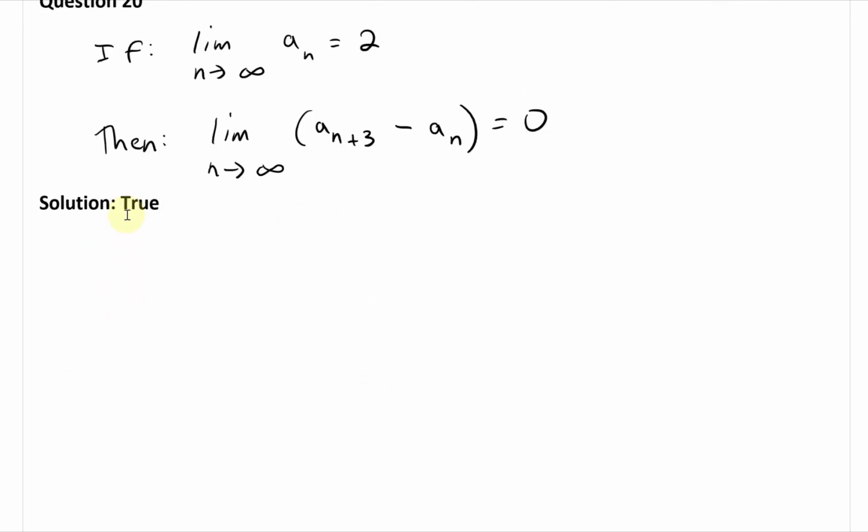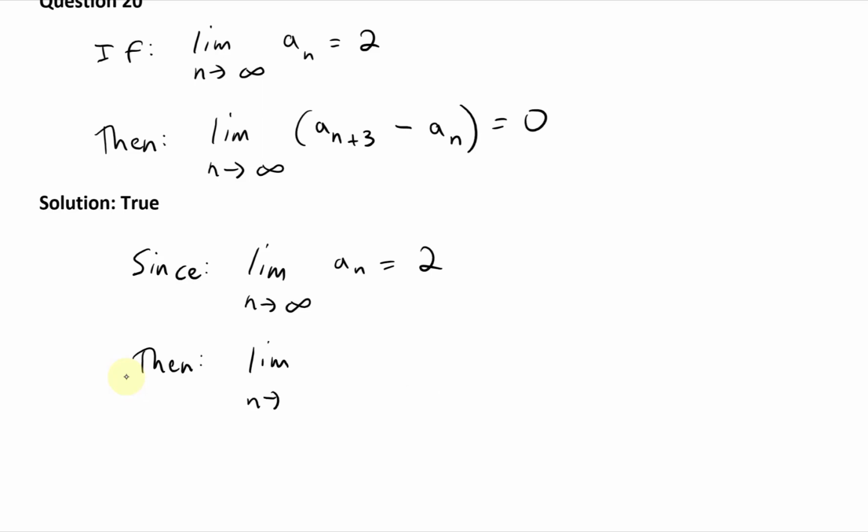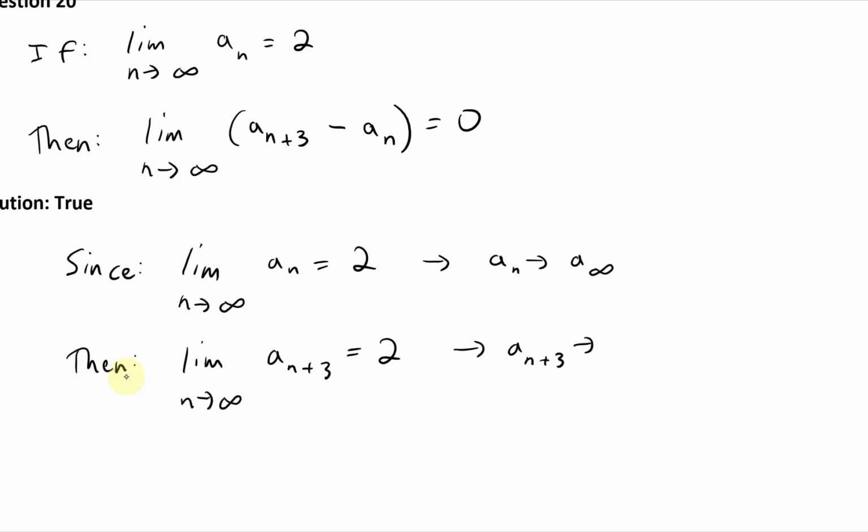Let's take a look at the solution. Yes, it is true. Let's write this out. Since we know that the limit as n approaches infinity of a_n equals 2, the limit as n approaches infinity of a_(n+3) is also 2. In other words, in this part a_n is going toward infinity, and in this one a_(n+3) is going toward infinity plus 3. Infinity plus 3 is just infinity. It doesn't matter, it's insignificant. So these are the same thing.